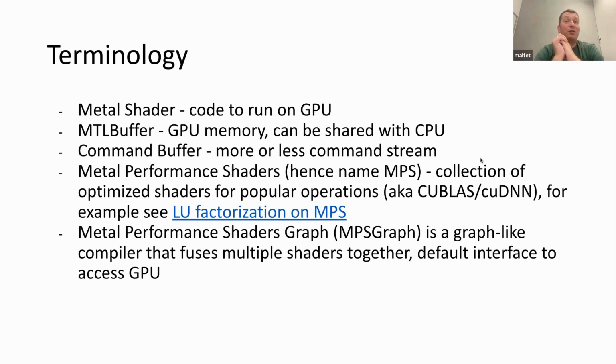And finally, Metal Performance Shaders Graph, aka MPS Graph, is a graph-like compiler where it can fuse multiple operations under the hood if it chooses to. It might not. And this is the default interface that PyTorch uses to access the GPU. Maybe an interesting thing to mention is that even though it says it runs on GPU, it can also sometimes dispatch to the Apple Neural Engine. There is no documentation on when it does so, but you can observe sometimes that ANE is utilized.